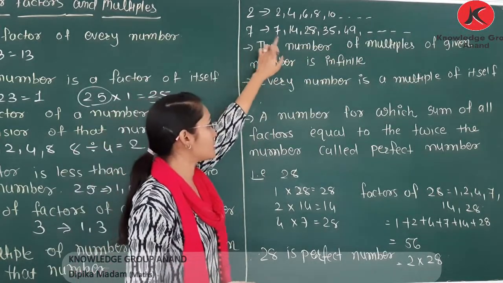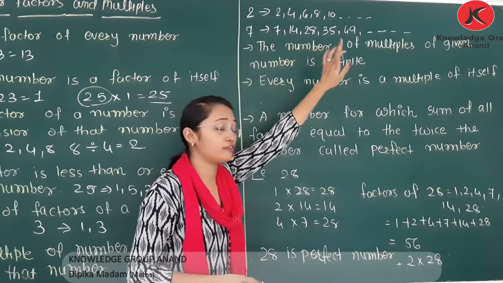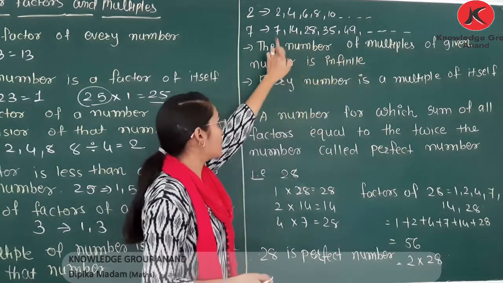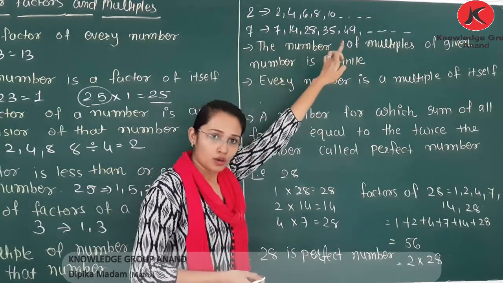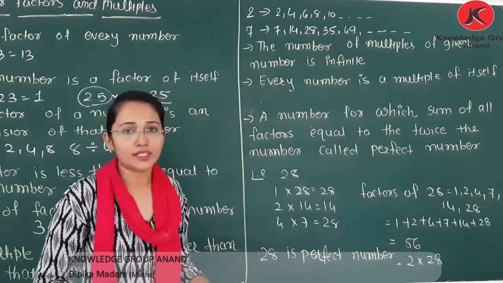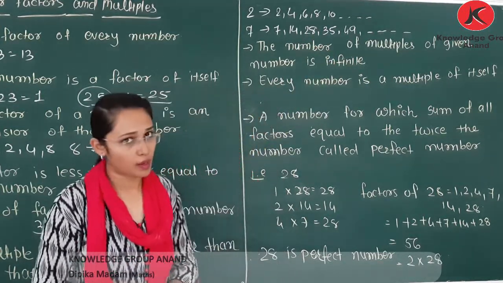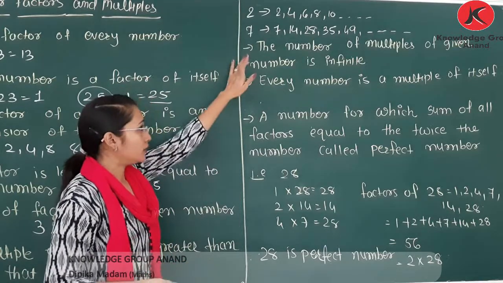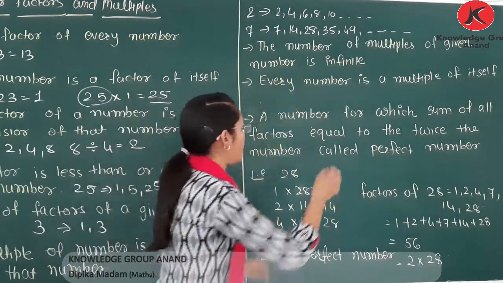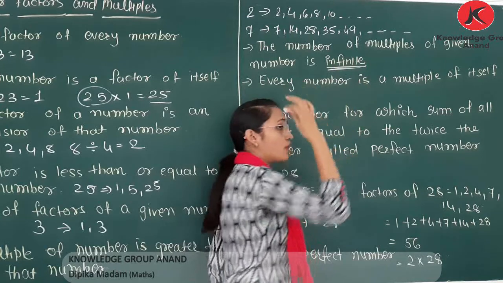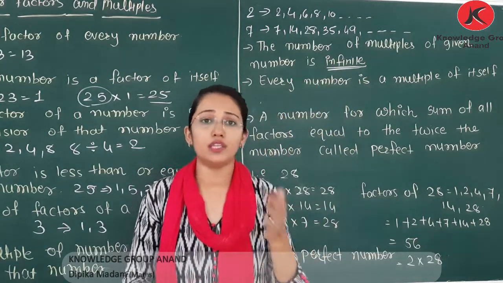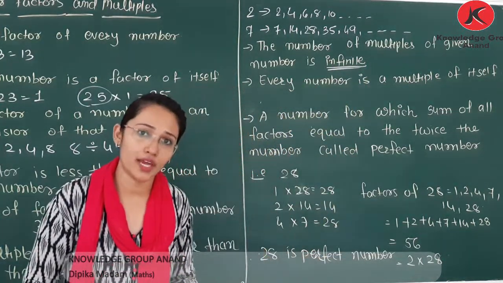Multiples of 7 are 7, 14, 21, 28, 35, 49. You can see multiples are increasing. So multiples are greater than or equal to the given number. Clear? The number of multiples of a given number is infinite, meaning whatever number you multiply with the number, you will get a multiple of that number.